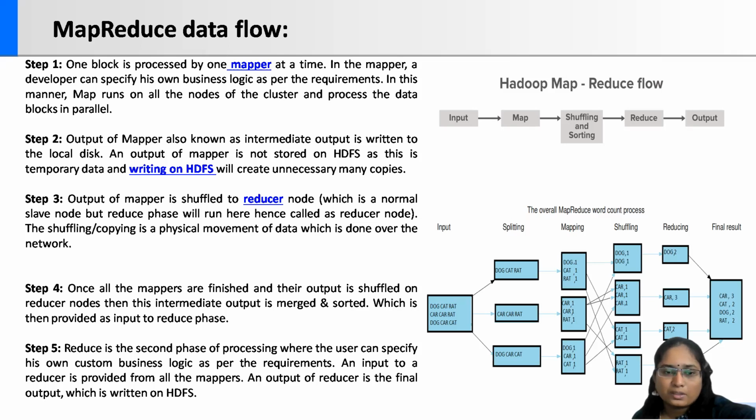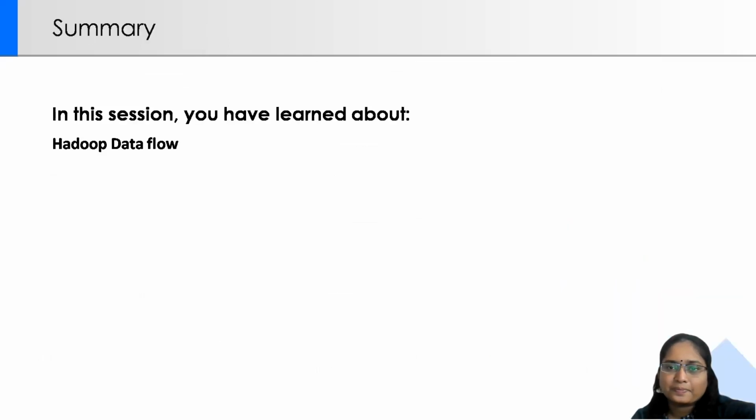The reduce phase is again a phase of processing where users can specify their own custom business logic as per the requirement. The input to a reducer is provided from all the mappers, and the output of the reducer is the final output, which is written in HDFS. In between, the mapping and shuffling output is not stored in HDFS. Once all the results are completed, the final result is written in HDFS, which is the storage.